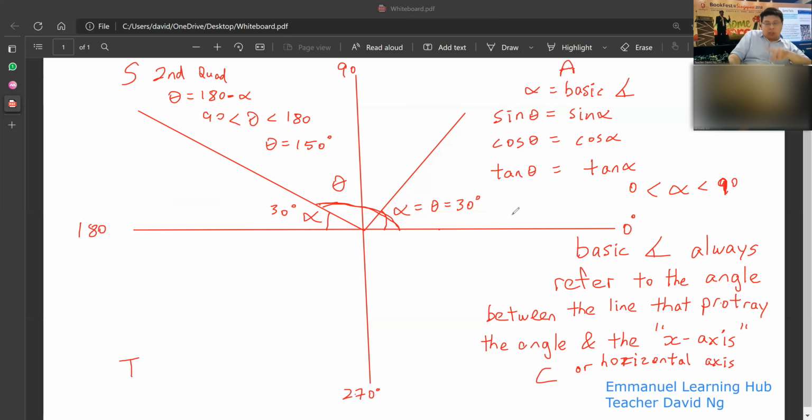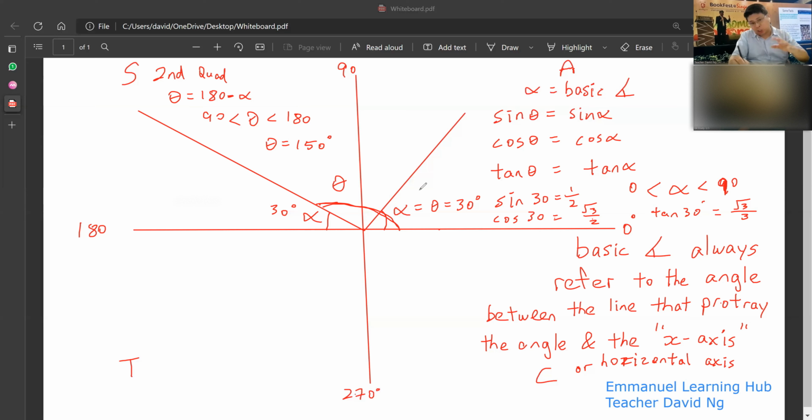Sine 30 degrees is half, correct or not? Sine 30 degrees is half, remember? And cos 30 is root 3 over 2, from the table I showed you just now. Tangent 30 is half divided by root 3 over 2, so half times 2 over root 3, which is 1 over root 3, which is root 3 over 3. So root 3 over 3 is tangent 30. These are all the answers for the basic angle, 30 degrees.